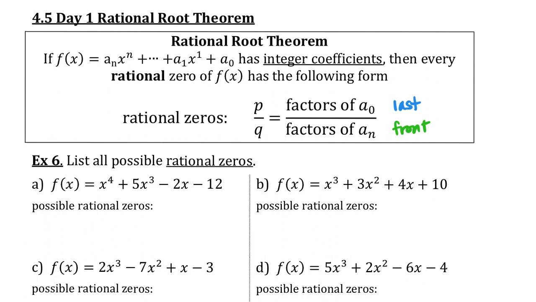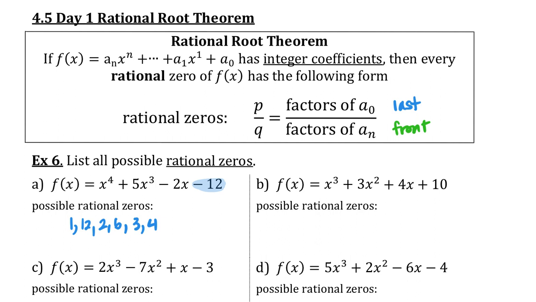Okay, so first, to figure out the possible rational zeros, I'm going to look at the last term. That's this minus 12. Now, what could I times? What are the factors of 12? It could be 1. Could be 12. 1 times 12. What else? Could be 2. Could be 6. Could be 3. Could be 4.